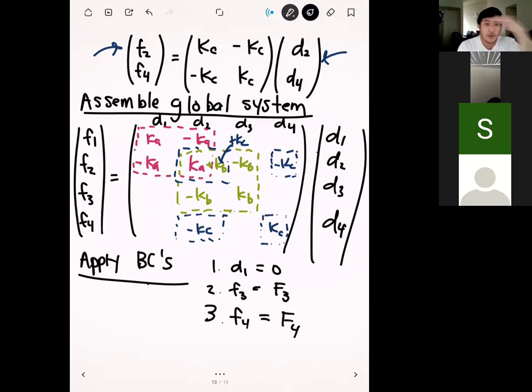So we're going to replace the entire first row. Our next 2 boundary conditions are Neumann. So then we're just going to move those into the forcing vector. Okay. So we have little f3 is equal to big F3, and little f4 is equal to big F4.